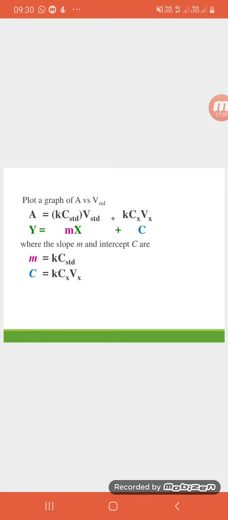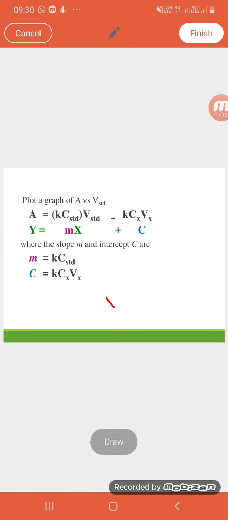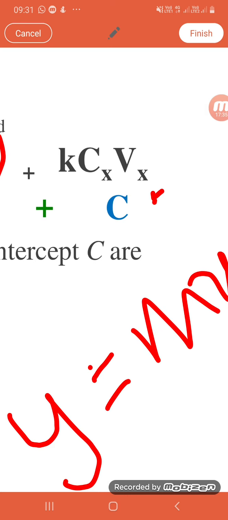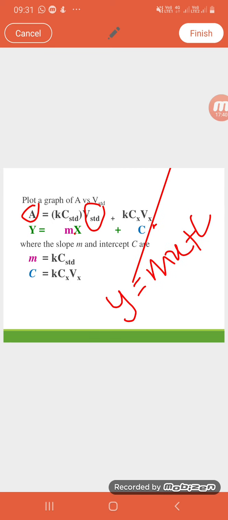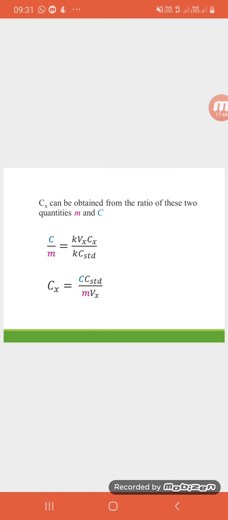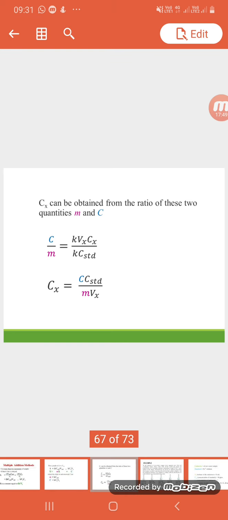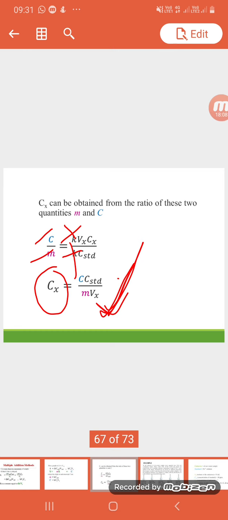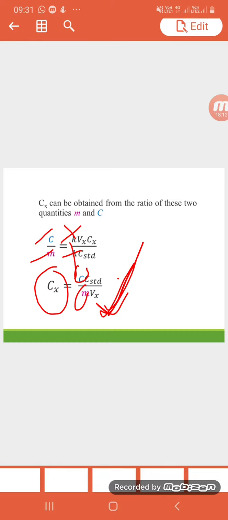times Cx. Okay, so we'll make the equation for the straight line y equals mx plus c, in which the y-axis is absorbance and the x-axis is Vstandard. So we'll make a graph of A versus Vstandard. So the m, the gradient, is k times Cstandard, and the y-intercept c is k times Cx times Vx. Okay, so in order to get the value of Cx, we can divide the y-intercept c by the m in order to cancel the k constant here. So this is the final formula. So in order to get the concentration of the unknown, you can use this formula, and the c and m here, you can get the value from the graph.